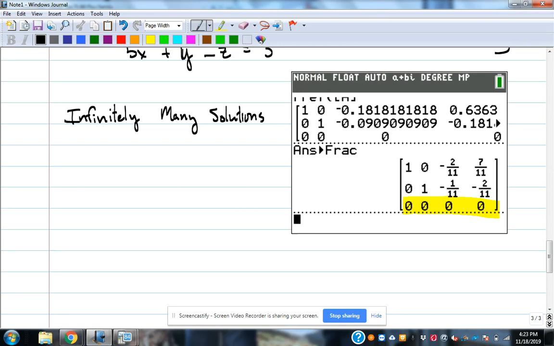Okay, so that's one example of this. Another example would be like if you had two planes that just sandwiched on top of each other, or three planes that sandwiched on top of each other. That's a good example of those.